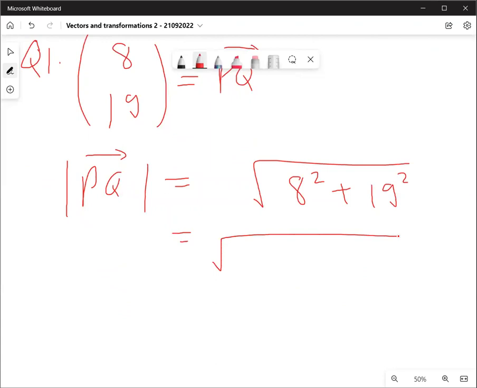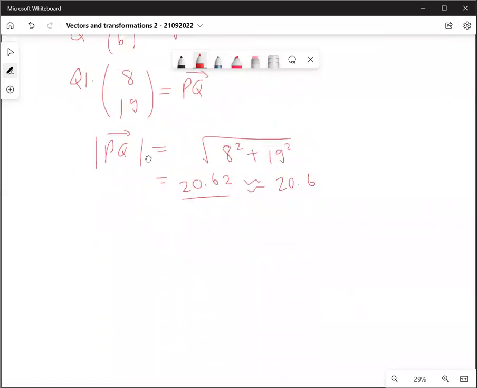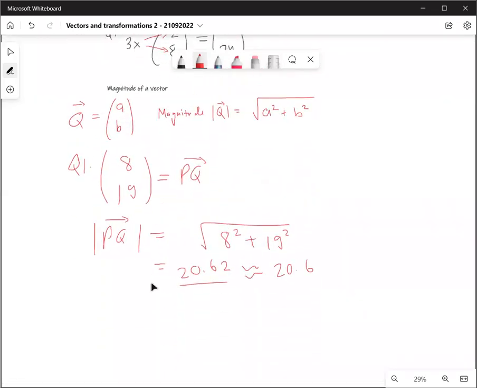64 plus 361. Okay, that's 20.61. Okay, 20.62. 20.6. Done. So that's it. The magnitude of a vector, done. Right. I think that's clear. Any questions on this?